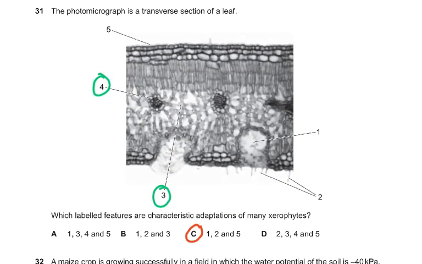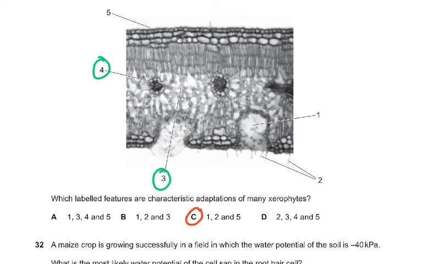Now coming to question number 31. The photomicrograph is a transverse section of a leaf. Which labeled features are characteristic adaptations of many xerophytes? Now you have to figure out which will be present in every leaf. For a xerophyte, you see 4 was wrong, Y is a vascular bundle, and 3 is cells of the spongy mesophyll.